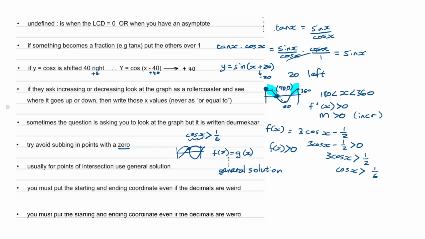And then the last thing is, you must put the starting and ending coordinate, even if they're weird decimals. So if you've used your calculator to enter in all your coordinates, like I typically do, you might find that the first point that they're asking you to draw is something weird. If that is the case, you do need to still write it because it's the starting or the ending point. Otherwise, if I get weird decimals for all the other points along here, I leave out all the weird decimal ones.